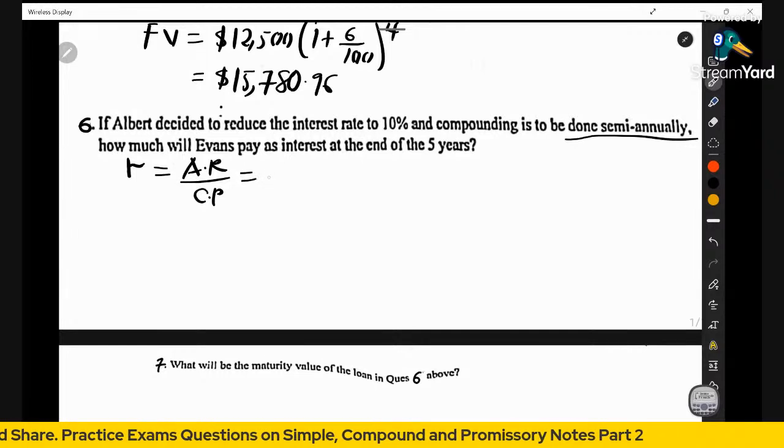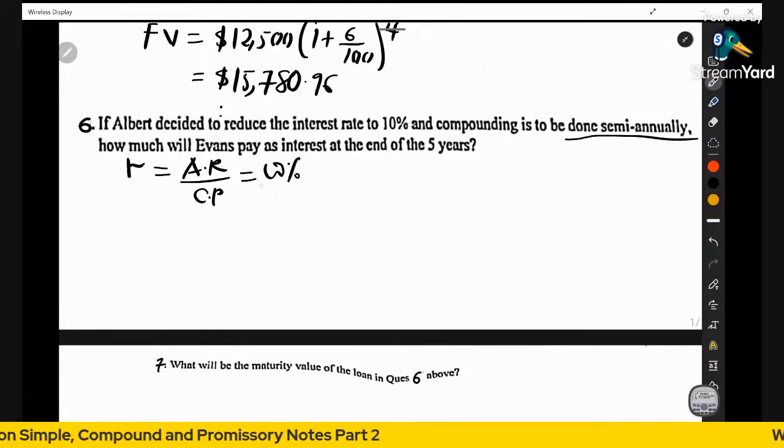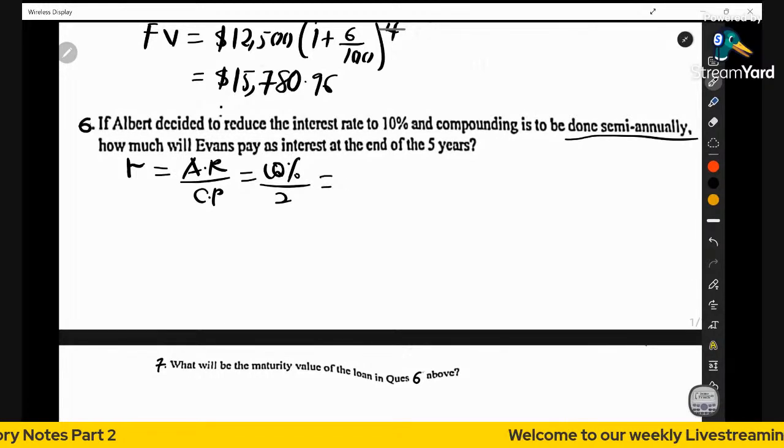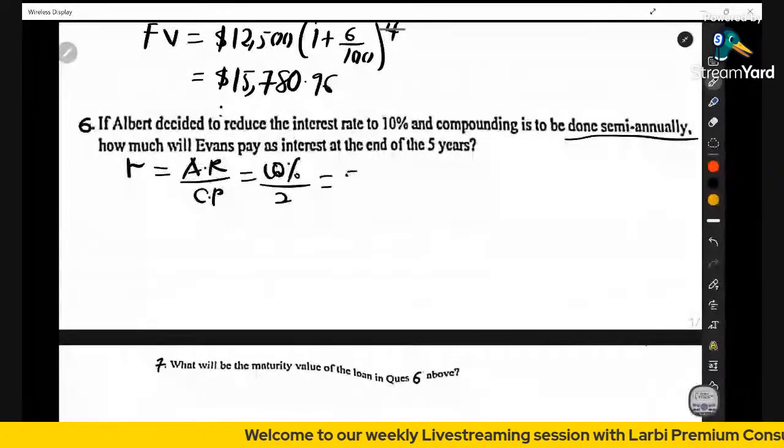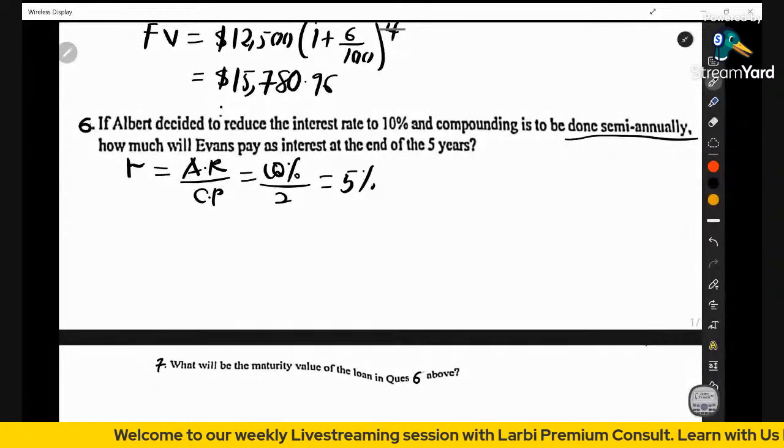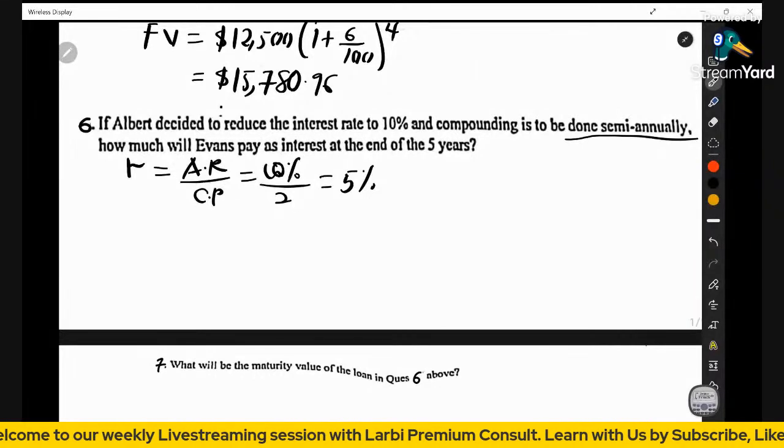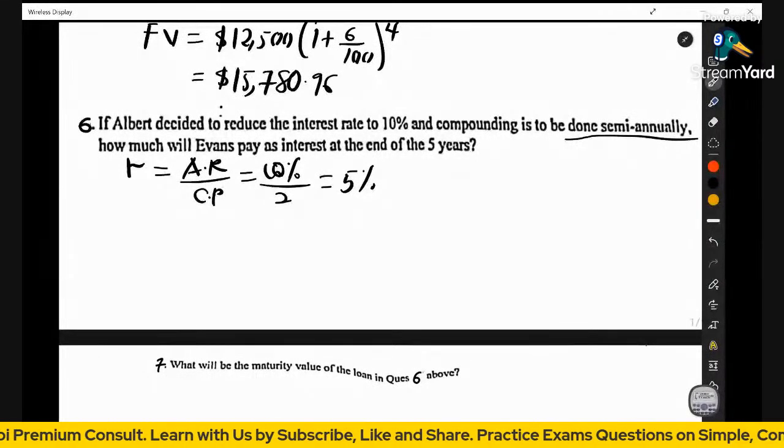So what are we getting? The annual rate is 10% now, divided by compounding semi-annual, which is 2. So we are getting a periodic interest rate of 5%. So that means that the rate Evans is supposed to pay has reduced from 6 to 5%, right? But the rest of the other information will remain the same.